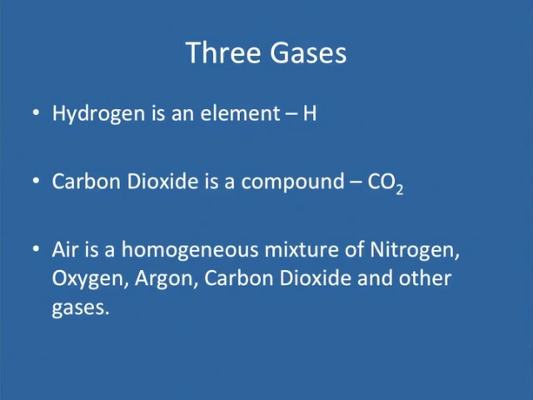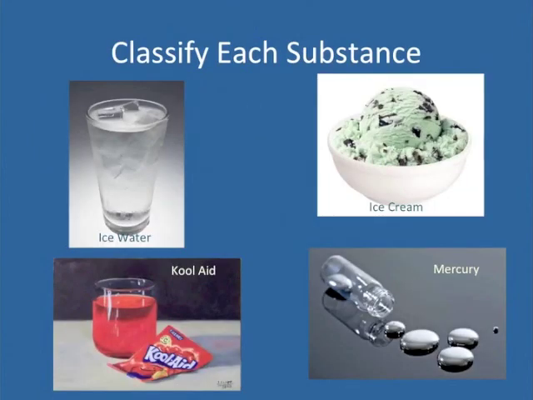All right, now let's do a little practice. I'd like you to classify each of these 4 substances. Ice water, ice cream, my favorite, mint chocolate chip, Kool-Aid, the powder mixed in with the water, not the powder by itself, and then finally mercury. Pause, figure out how you'd classify each one, and then press play when you're ready for the answers. Ready for the answers? Here it goes.